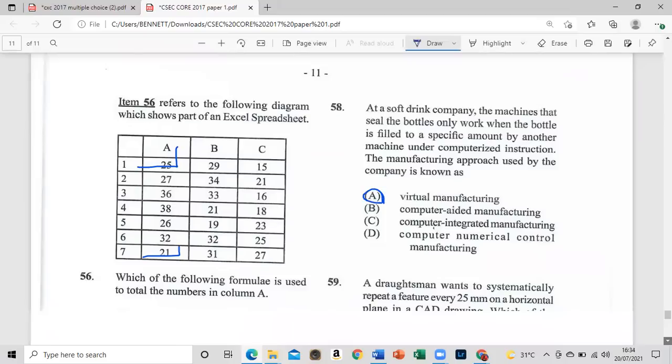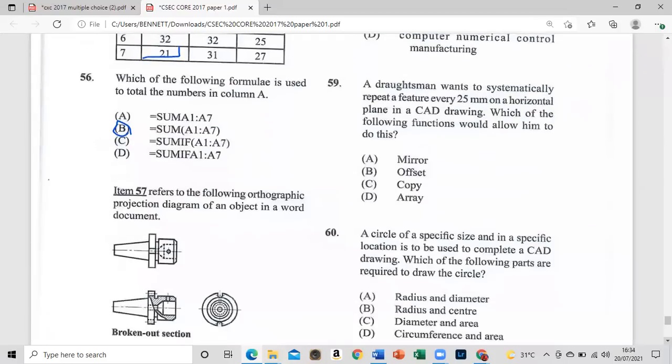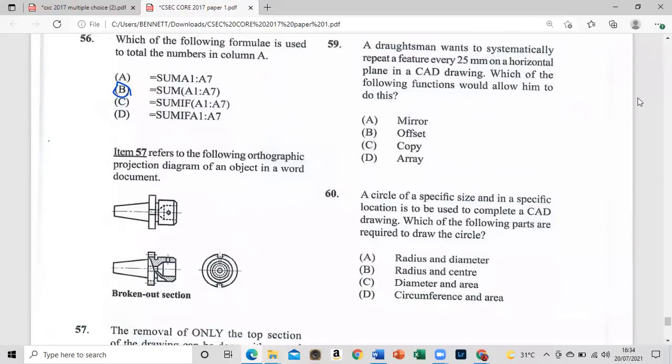So 59, not last, but 59. A draughtsman wants to systematically repeat a feature every 25 millimeter on a horizontal plane in a CAD drawing. Which of the following function would allow him to do this? This one is new, guys, so watch out for this one. Is it A, mirror, B, offset, C, copy, or D, array? And this one is array.